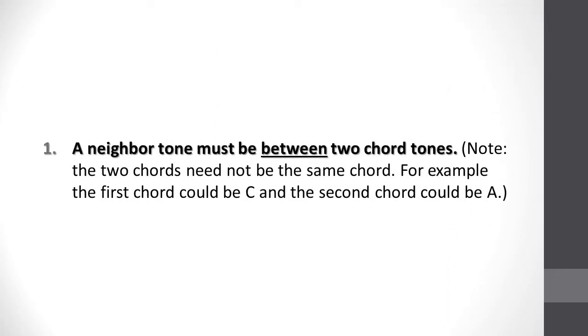1. A neighbor tone must be between two chord tones. It is important to note that the two chords need not be the same chord. For example, the first chord could be C and the second chord could be A.